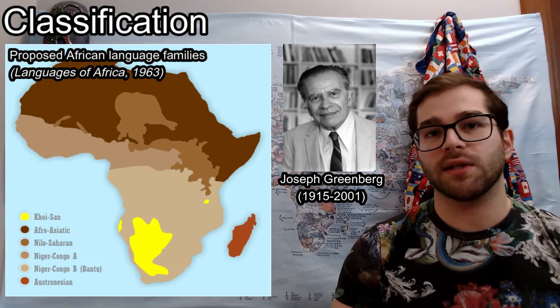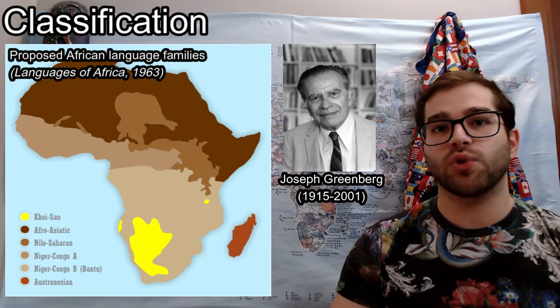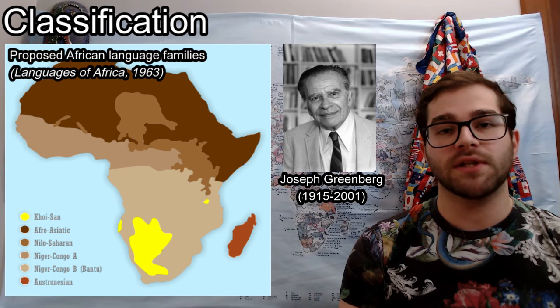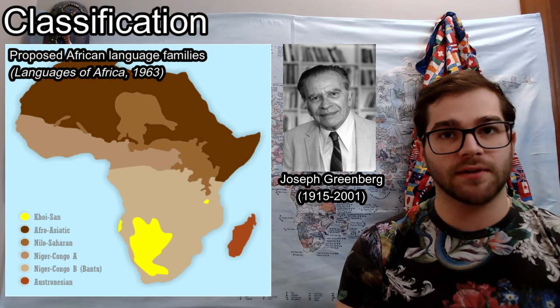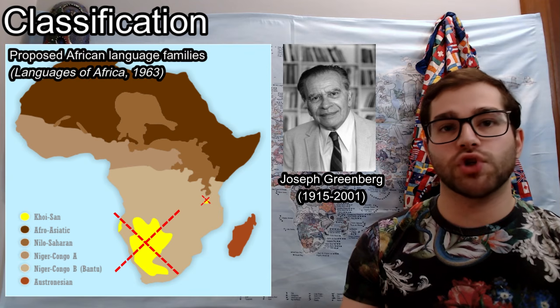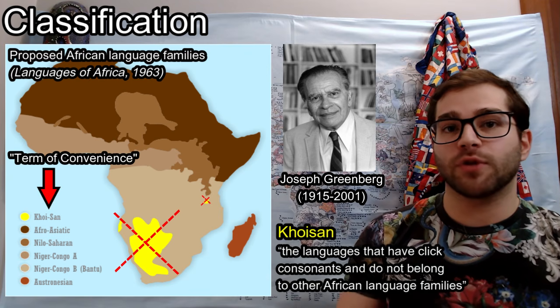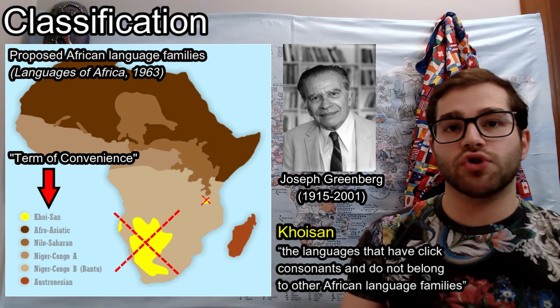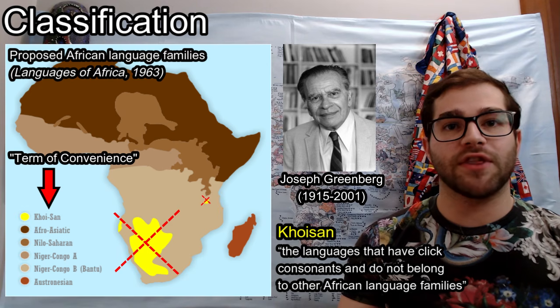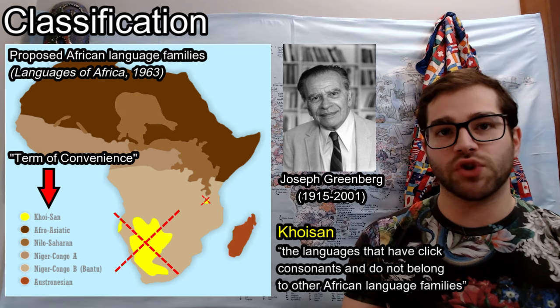First off, classification. Where does Xho come from and where is it spoken? Back in the day, linguist Joseph Greenberg tried to categorize all African languages into a few macro language families, one of which being the Khoisan language family. Today, Khoisan as a language family is widely rejected as a linguistic classification, but the term is still used today as a term of convenience, mostly just to demonstrate the geographical distribution of the languages that have click consonants but do not belong to other African language families.